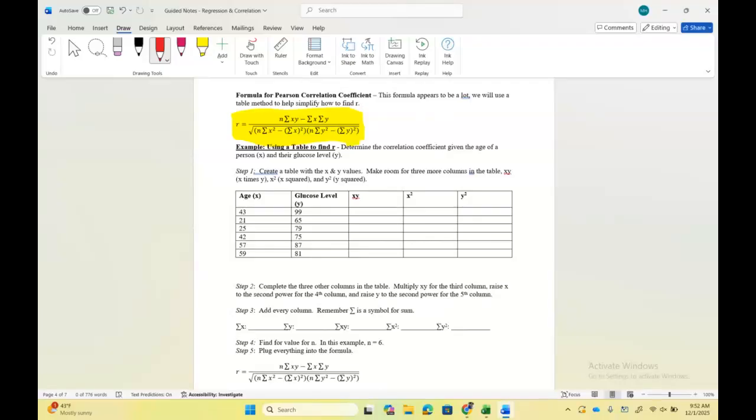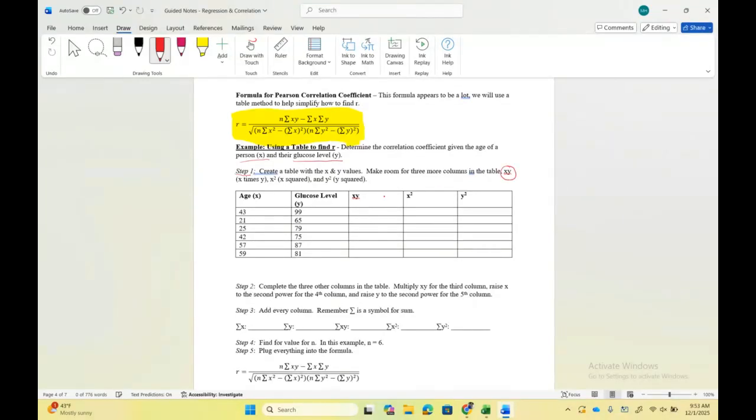All right, okay, so here we go. We're going to determine the correlation coefficient given the age of a person, which is X, and their glucose level, which is Y. All right, so here's our X's and here's our Y's that's given to us. Okay, step 1 says create a table with the X and Y values, make room for 3 more columns in the table. And so we're going to do that now.